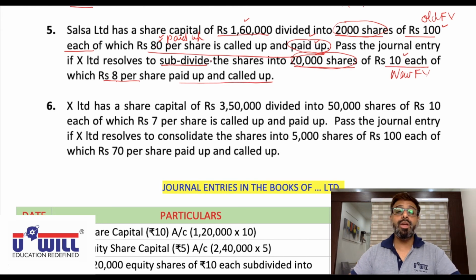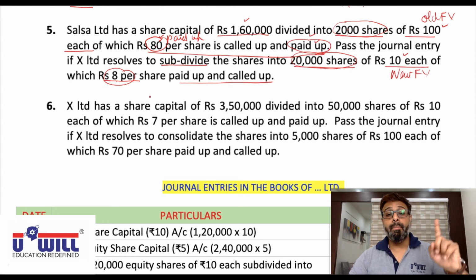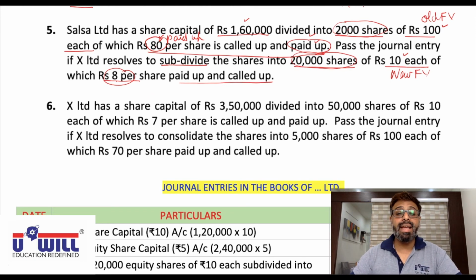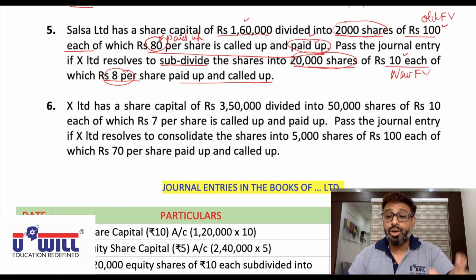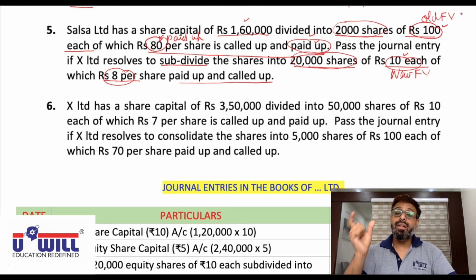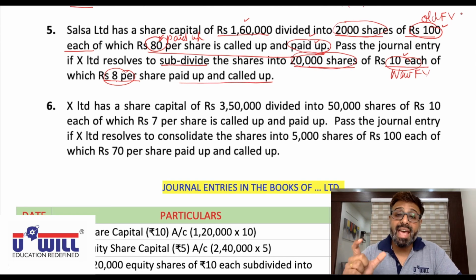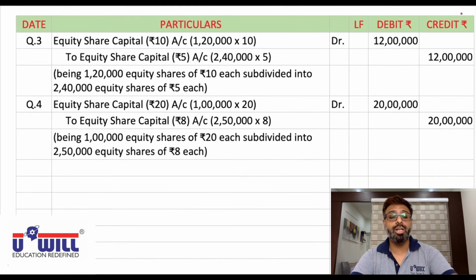Amount will be obtained by multiplying with 80 and 8. I repeat, amount will be obtained by multiplying with 80 and 8. So 2,000 into 80, 1,60,000. 20,000 into 8 also 1,60,000. Amount remains same. But in the journal entry, what you have to debit is face value only. Keep this in mind. Very clear. Equity share capital with old face value account debit to equity share capital with new face value account. So face value is only to be recorded.